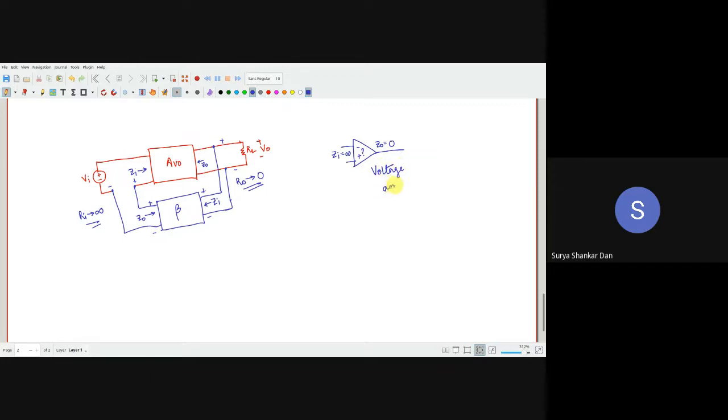Okay, hamesha dekhna, BTech mein jitne bhi op amp circuits kiye the, output is always voltage, input is also voltage. Yes or no? Hai ki nahi? Okay, now my question is, this is a voltage amplifier. Agar, suppose I want to make it as a current amplifier, then what is the situation?